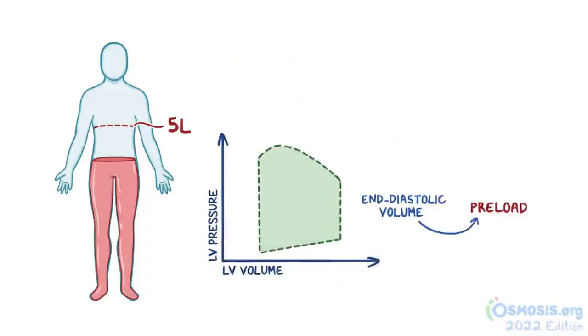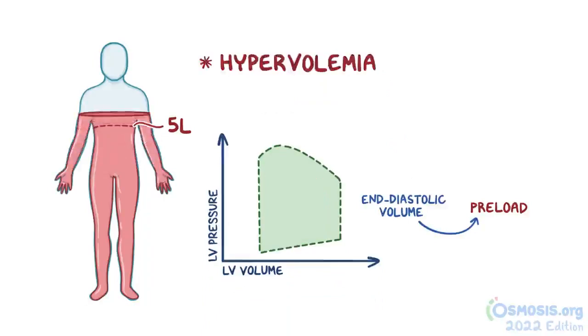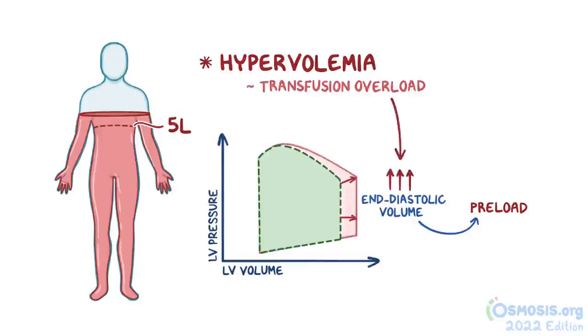On the other hand, circulating blood volume can increase, which is called hypervolemia or fluid overload. One cause of this is when too much intravenous fluids are given to an individual, also known as transfusion overload. Eventually, more fluids in the circulatory system will result in an increased end diastolic volume and therefore increased preload.